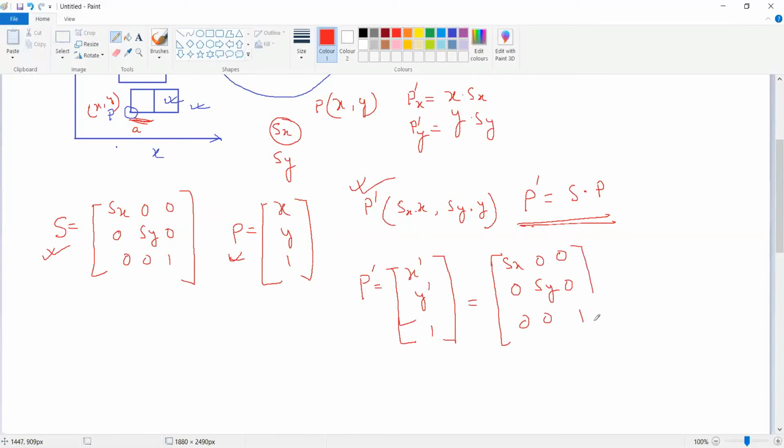Fine. This is the scaling matrix, and the point matrix is x, y, and 1. So you can see, if you perform the multiplication, this Sx will be multiplied with x, and the zeros are multiplied with y and 1. So ultimately it will be x dot Sx. Similarly, the next one will be y dot Sy, as I showed you here in these two cases, and the weight parameter will remain 1. Clear?